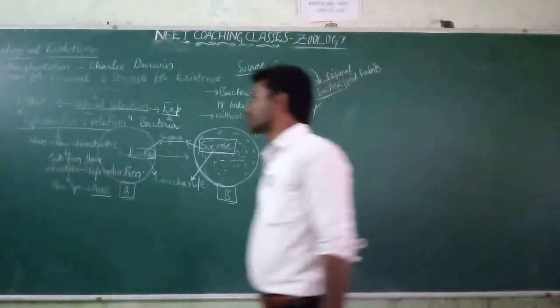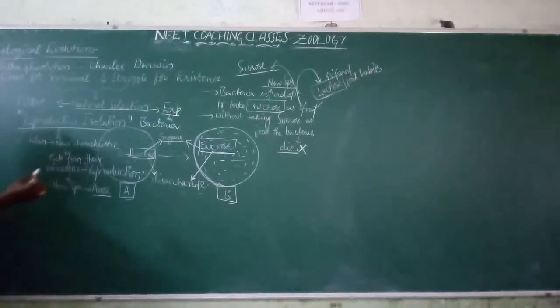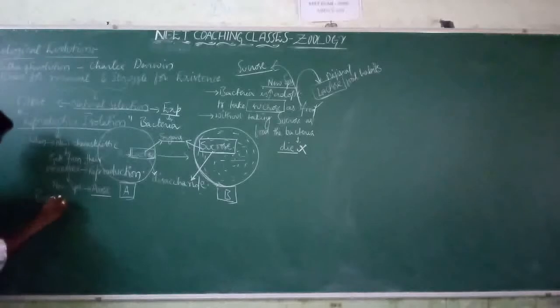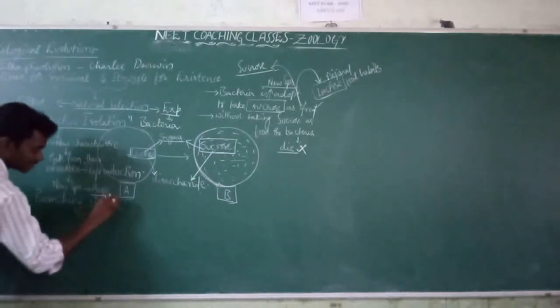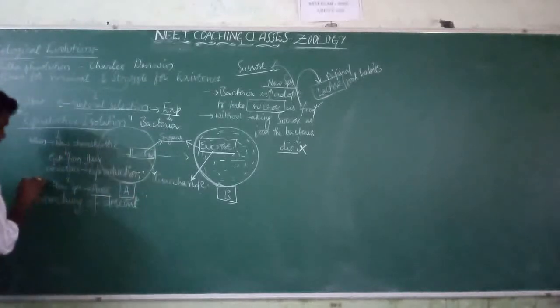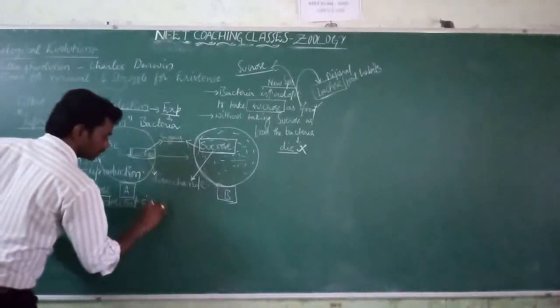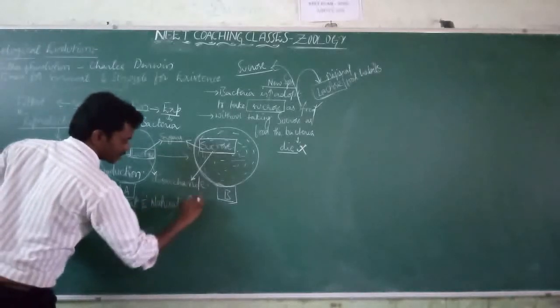Here, in this condition only, Charles Darwin gave two statements. One is branching of descent and the other is natural selection.